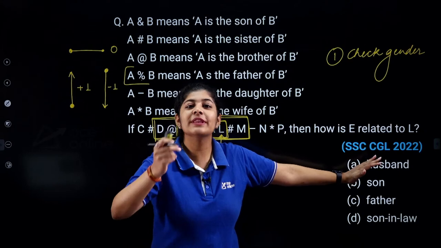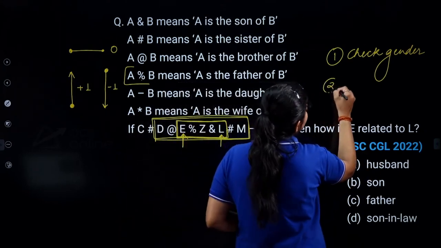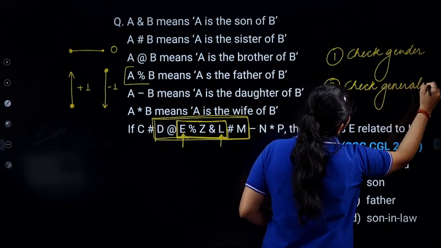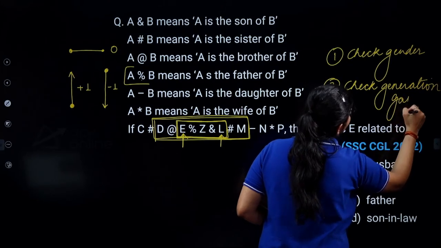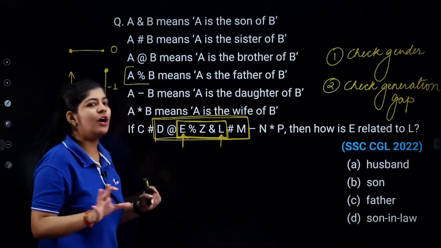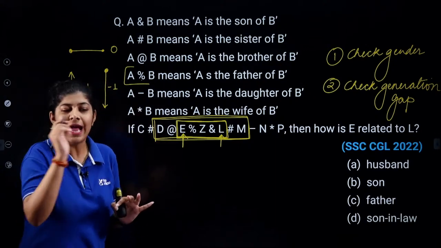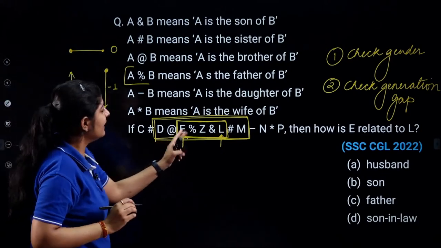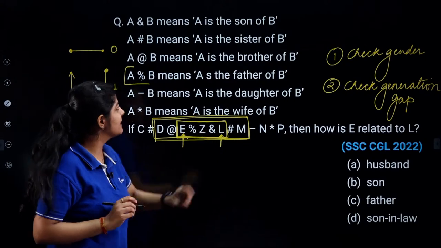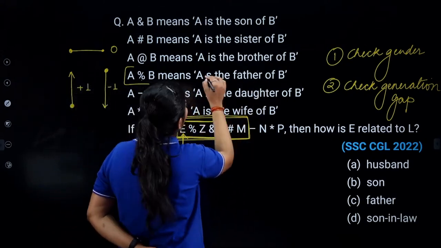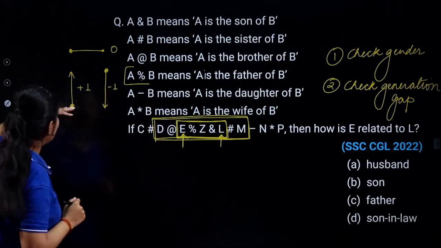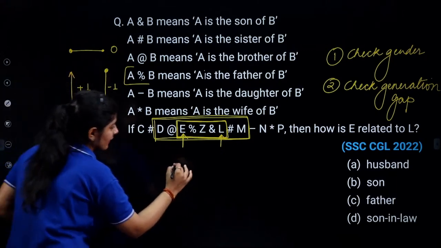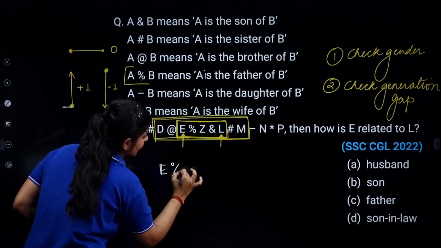So we need to go with the second step. So second step is check generation gap. Okay. Now I'm not going to draw the whole family tree over here. I'm just solving it with the help of generation gap. Okay. E, this percentage symbol Z. A is father of B. So basically +1 symbol is given. I'm just solving this particular part.